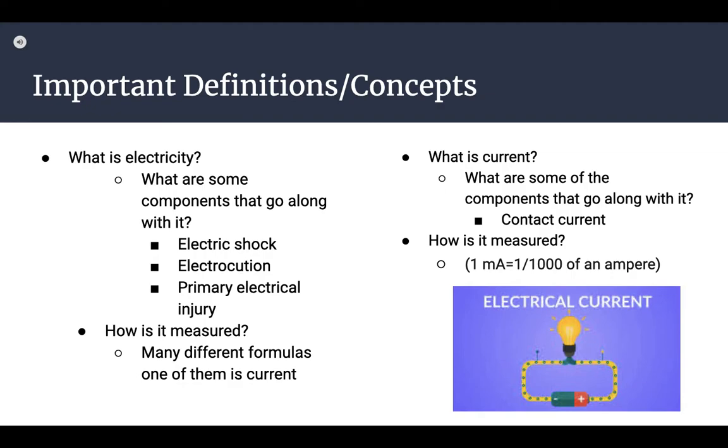How is electricity measured? There are many different formulas, and one of them is current. So what is current? Current refers to the amount of electricity, electrons, or ions flowing per second. Current is measured in amperes or milliamperes.